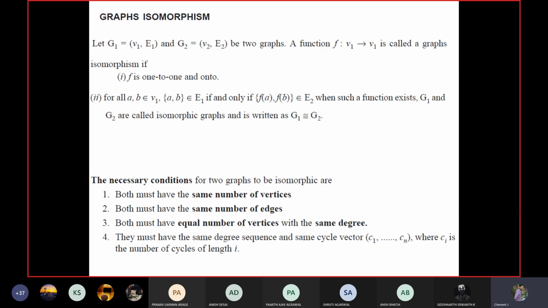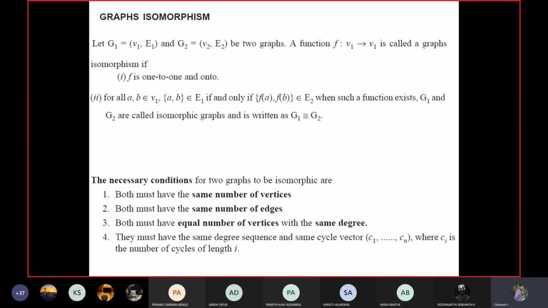Now we can enter into another topic, that is graph isomorphism. Isomorphism is nothing but reflecting the same behavior. If one graph is isomorphic to another graph, it means that graph will have the same properties as the other graph. Only then can I call two graphs isomorphic.